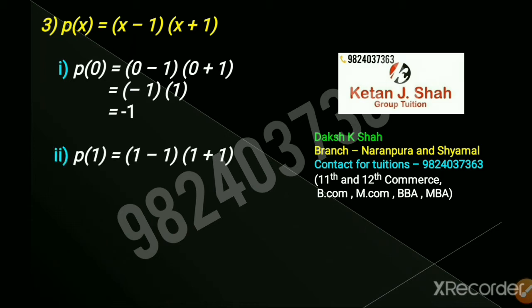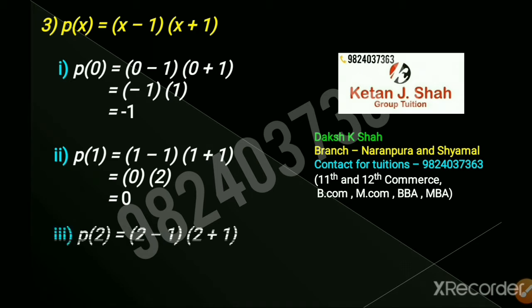Next one, p of 1 equals 1 minus 1 into 1 plus 1. So it will be 0 into 2, which means 0. So p of 1 will be 0. Now p of 2 equals 2 minus 1 into 2 plus 1 equals 1 into 3. So the answer for p of 2 will be 3.